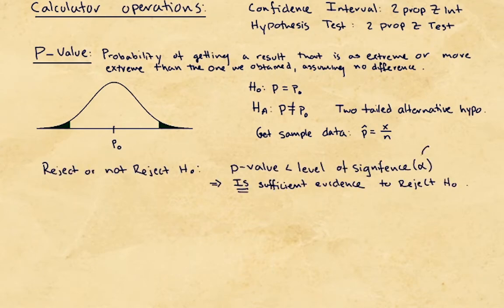We're going to use the letter alpha here. It's the Greek letter alpha to represent the level of significance. When the p-value comes in less than the level of significance, that's when we do have enough evidence to reject the null hypothesis. Remember that p-values being small happen when z-scores are large.